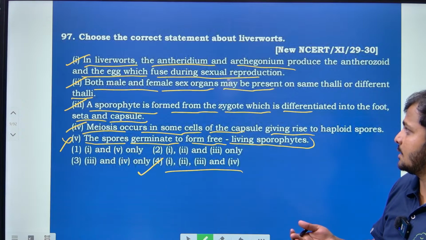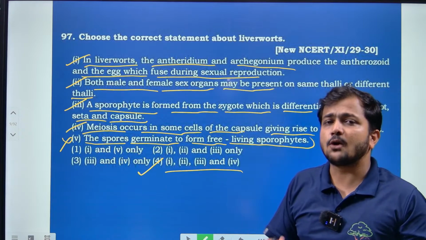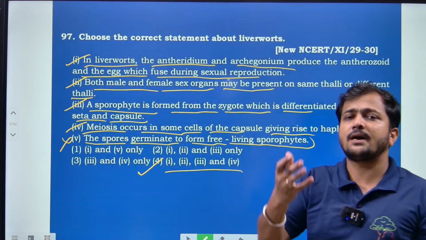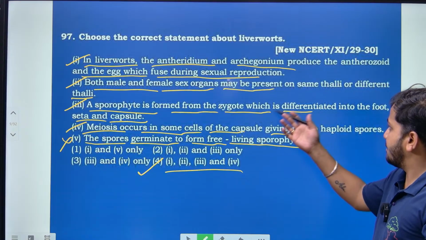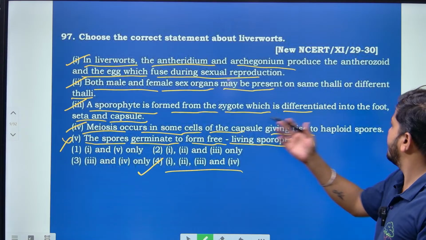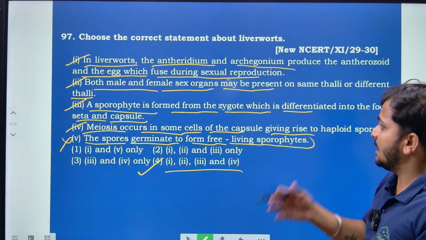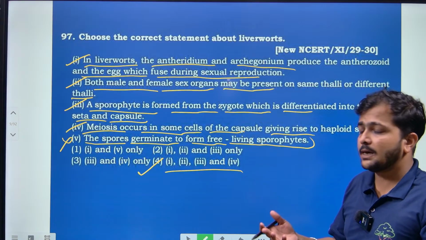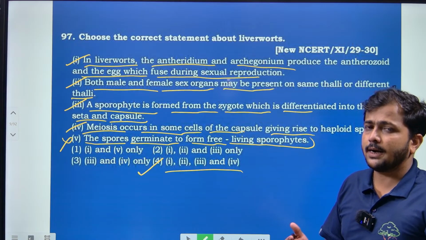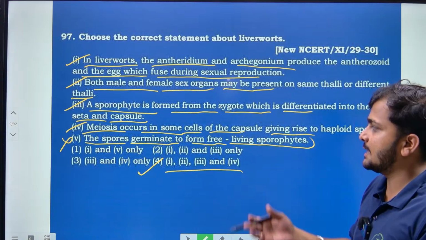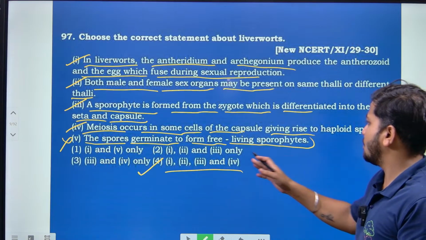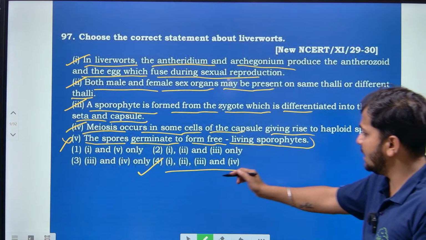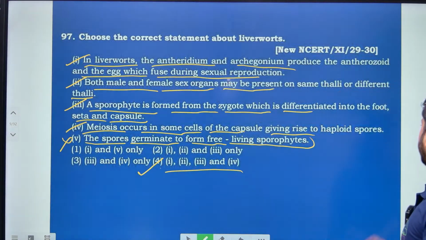Then the fusion will occur, then it forms a zygote. The zygote gives rise to the sporophyte here. Once the sporophyte is formed, it gets differentiated into the capsule, seta and what we call the foot, right? Then in the capsule, meiosis occurs, and meiosis gives rise to spores, right? And those spores generate the gametophyte again, but they do not form a free living sporophyte, right? So here option 4 is correct, right?